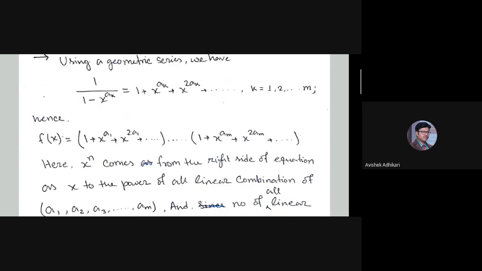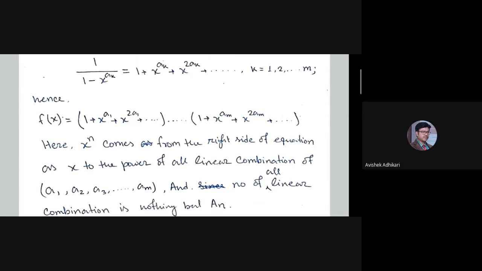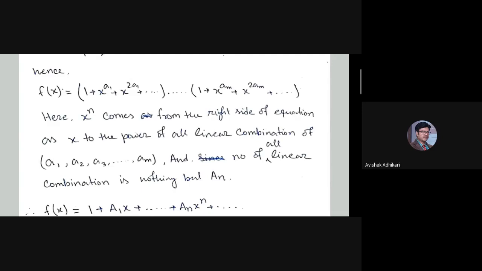If we find the coefficient of x^n, it comes from the right side of the equation as x to the power of all the combinations of a1, a2, a3, ..., am, and the number of all such linear combinations is nothing but an. So f(x) we can write as f(x) = 1 + a1x + ... + an x^n. So this was the theorem.